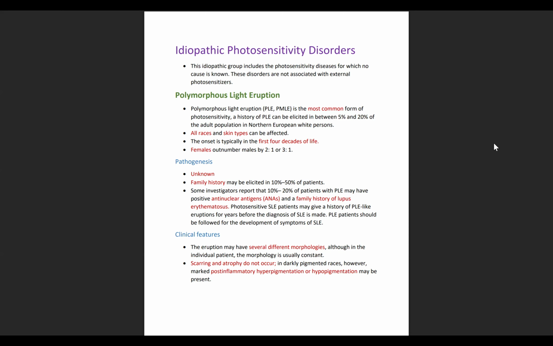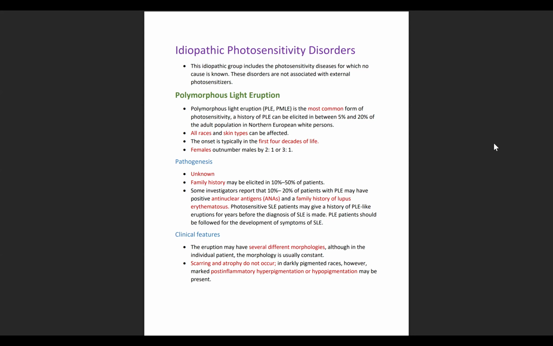Polymorphous light eruption مختصر معناتها BLE or PMLE is the most common form of photosensitivity. A history of polymorphous light eruption can be elicited in between 5 and 20% of adult population in Northern European white persons. All races and skin types can be affected. The onset is typically in the first 4 decades of life. Females outnumber males by 2 to 1 or 3 to 1.